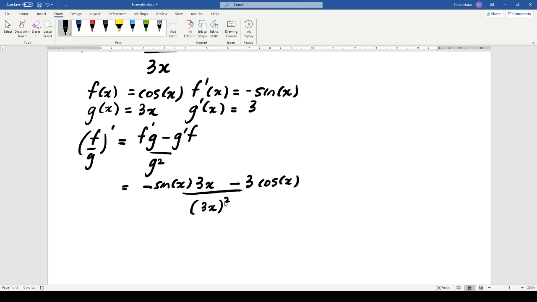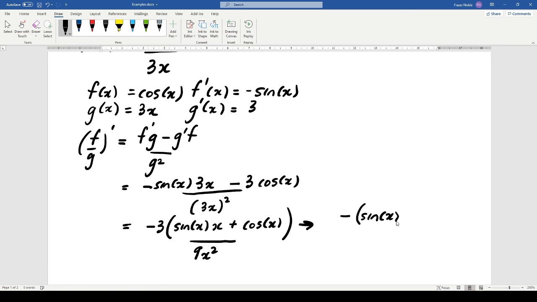So we can factor out these common terms, these three terms, and we can square this one down the bottom. So we've got minus 3 all times sine of x times x plus cosine of x, all divided by 9x squared. And the 3 and the 9 can be simplified, so we can write this as minus sine of x times x plus cosine of x, all divided by 3x squared, which is the derivative of this problem.